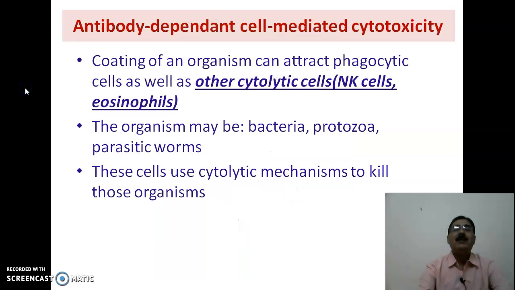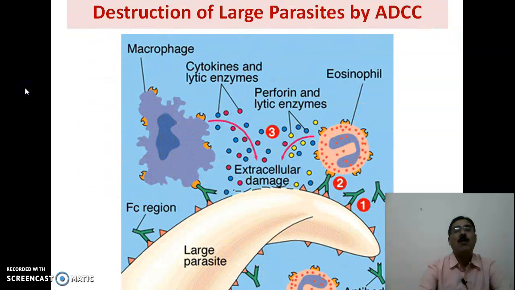Antibody dependent cell mediated cytotoxicity: the coating of an organism can attract phagocytic cells like natural killer cells, eosinophils, and other cytolytic cells. The organism can be bacteria, protozoan, or parasitic worms, and the cells use a cytolytic mechanism to kill those organisms. Now this is the process of destruction of a large parasite. So we have discussed precipitation, agglutination, opsonization, and neutralization.